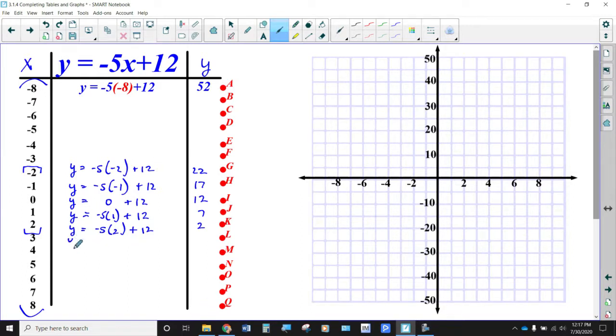In fact, the next one, if I decided to do it, would be -5 times 3, which is -15, plus 12 would be -3. And so you can see how we're going into the negatives there as well.